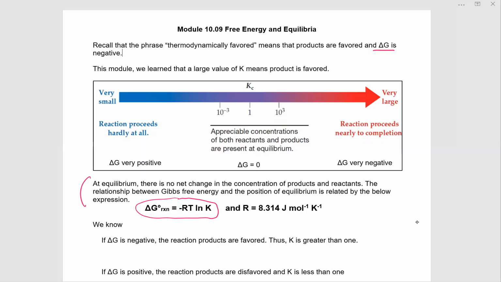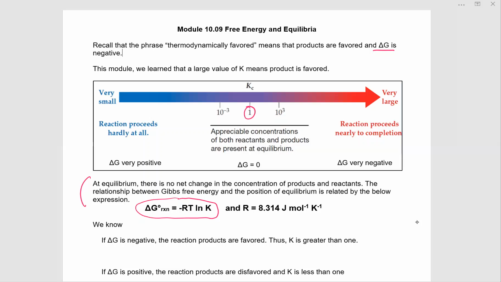We have this arrow with Kc over the top of it. At the blue end, the value for Kc is very small. The reaction proceeds hardly at all. At the red end, K is going to be very large. Remember that products are in the numerator, and the reaction proceeds nearly to completion. In the middle, we have appreciable concentrations of both reactants and products.